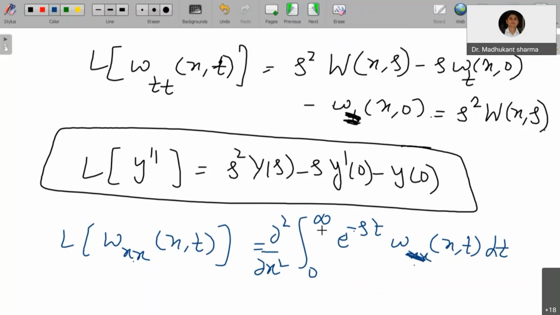Moreover, you are certainly assuming that w of x comma t is of exponential order alpha. Those mathematical assumptions you can pre-assume, so that the Laplace transform exists. Those parts you must take care of. So once you have this, this is going to be W_xx of x comma s. Now, on using these two, what you will get is the following.